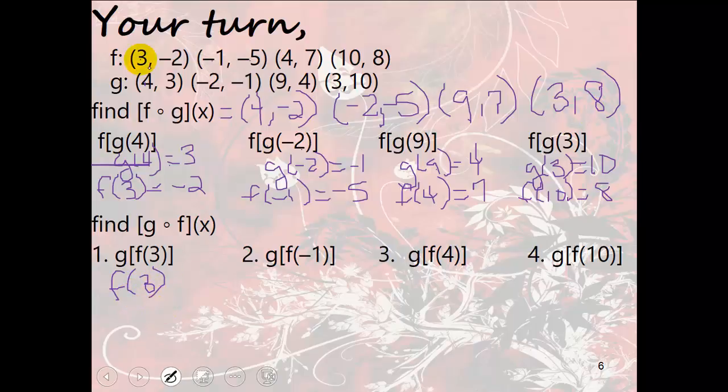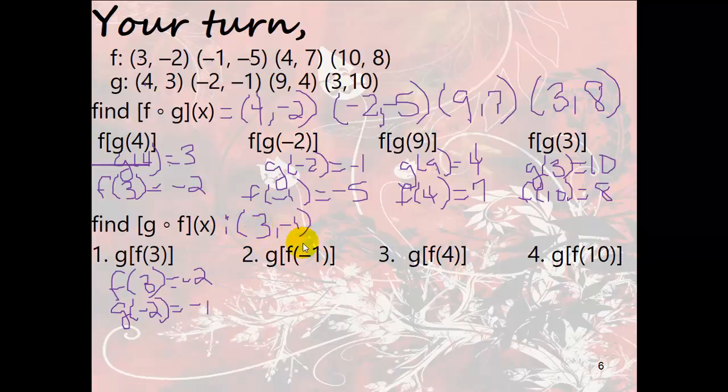All right, F of 3. My input is 3. My output is negative 2. So G of negative 2. Here's G, here's negative 2, equal to negative 1. So I'm going to get the ordered pair 3, negative 1. Now I'm going to move to my next input of F, and that's negative 1. F of negative 1 is equal to negative 5. Now I'm going to look for negative 5 in G. Here's a 4, a negative 2, a 9, and a 3. G of negative 5 does not exist.